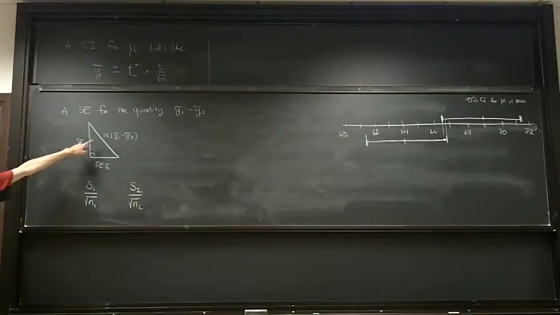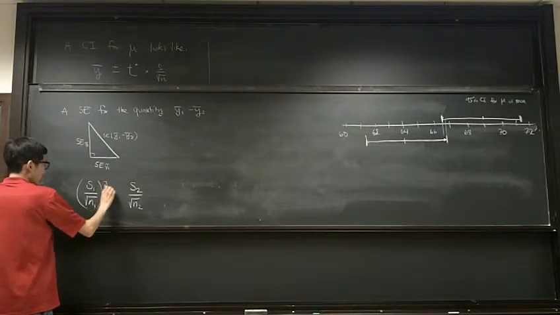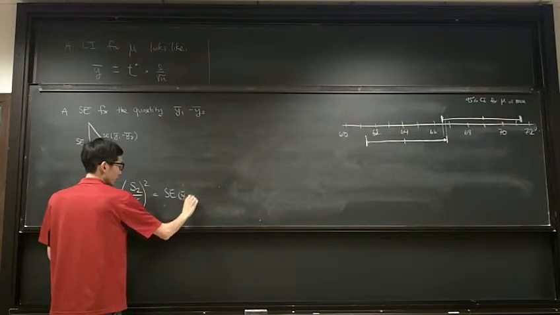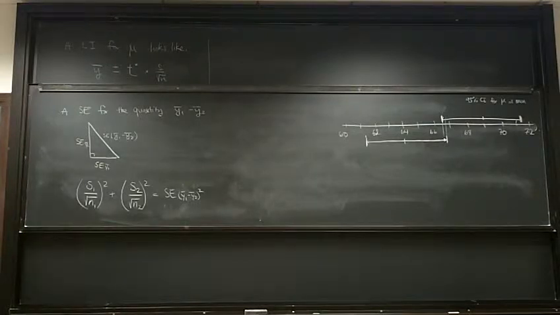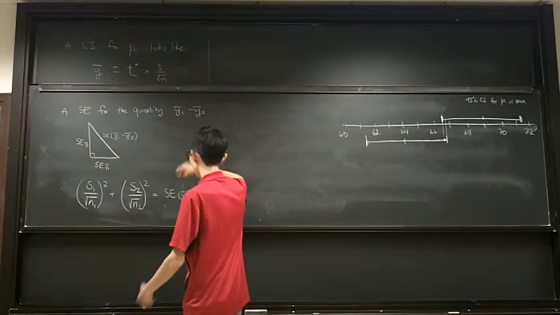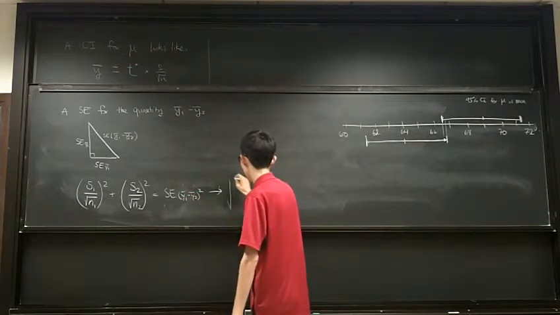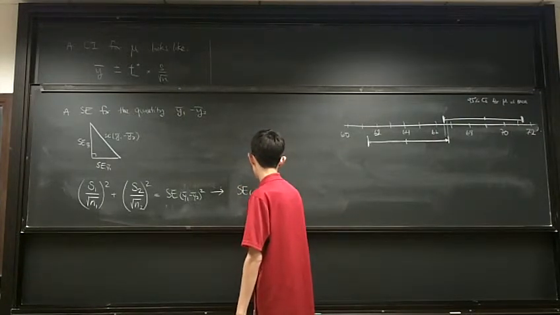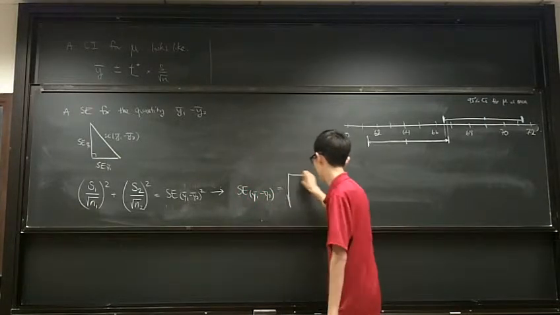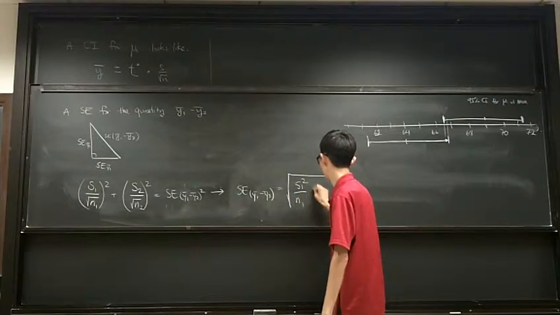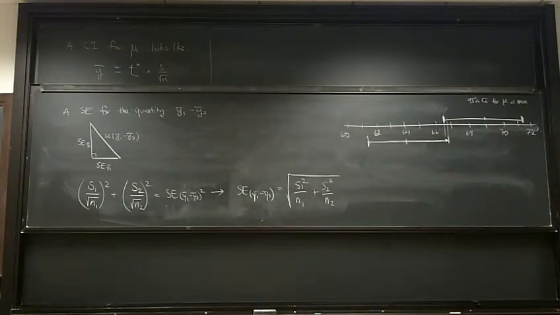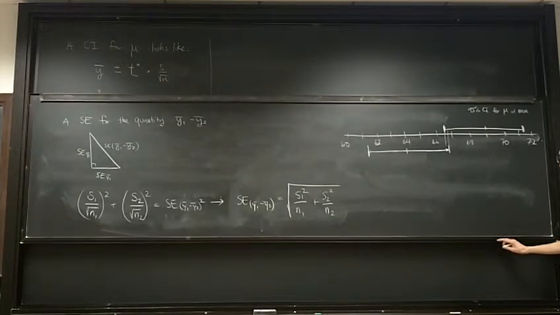Okay. So then a squared plus b squared equals c squared, right? So I do this thing squared plus this thing squared, which is equal to the standard error of y1 bar minus y2 bar, squared. And so, just taking the square root and multiplying everything out, this becomes the standard error of the difference. This is my standard error.